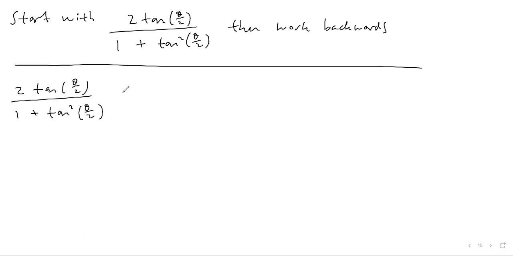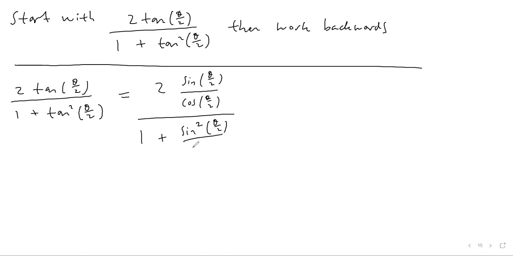What I'm going to do is rewrite this as two lots of sine theta over 2 divided by cos theta over 2. And then I'm going to do a very similar thing down here. So 1 plus, we've got tan squared, and tan squared is sine squared over cos squared. So sine squared theta over 2 divided by cos squared theta over 2.